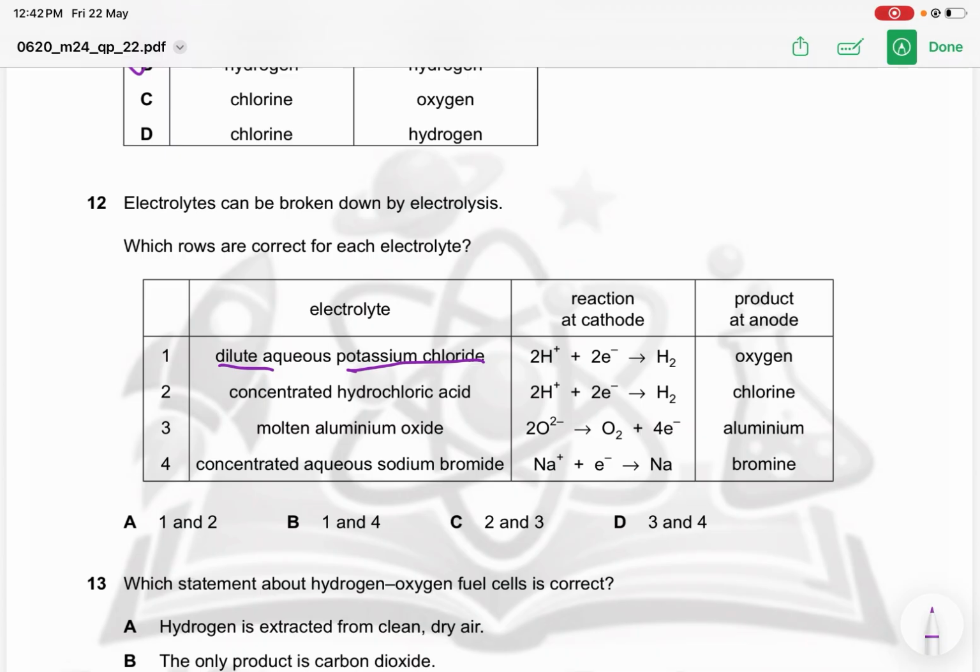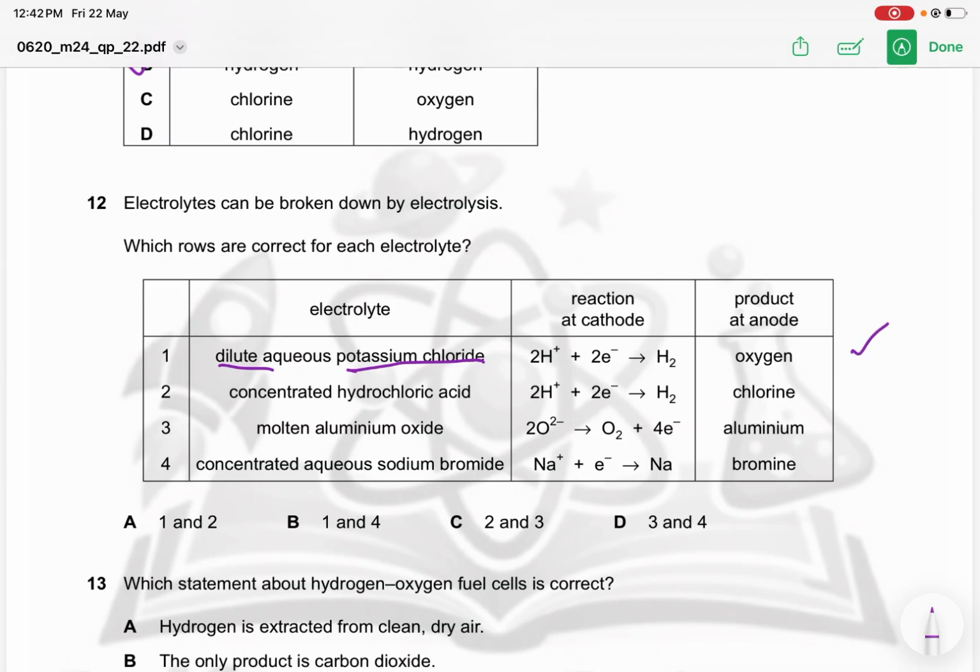At the cathode, we follow the reactivity series. Any element that is above hydrogen, which is more reactive, will not form the product, and instead of that, hydrogen will be the product. So at the cathode, they have written it correctly, the half ionic equation of hydrogen, and at the anode we will get oxygen because it's a dilute solution. So the first one is correct.